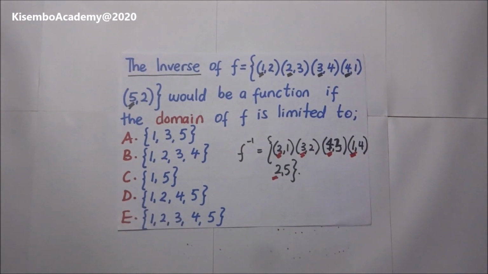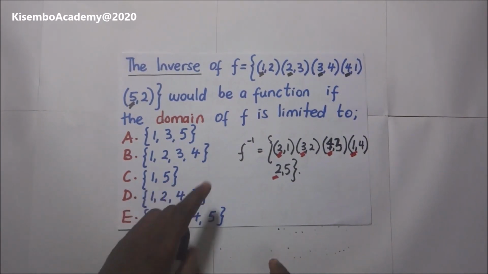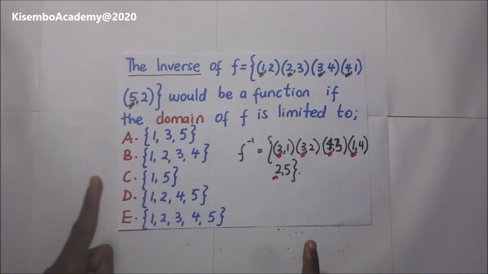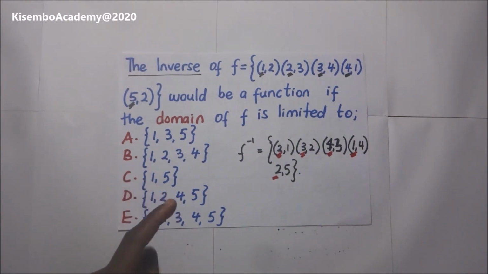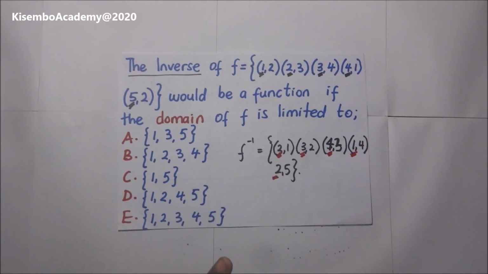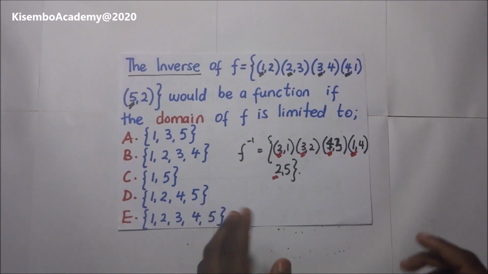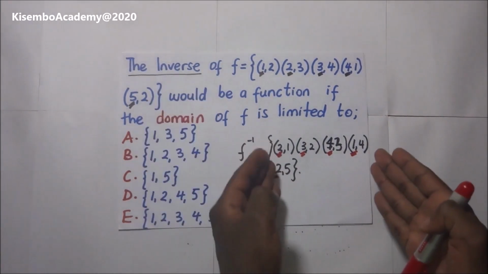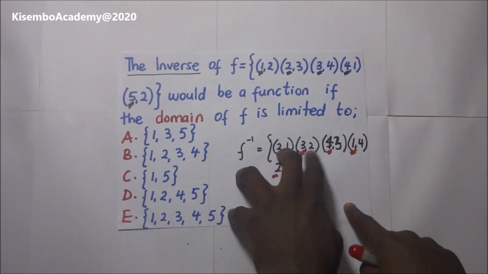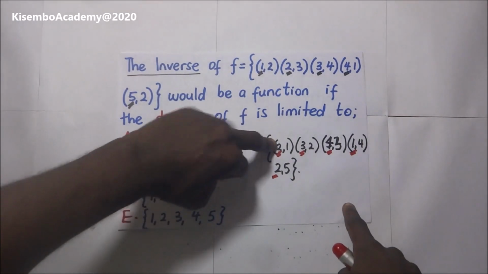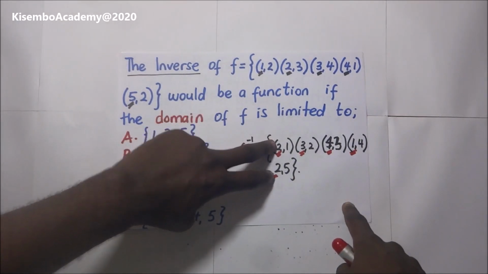Now what do we know about a function? A function is supposed to have one input going to one output. One input corresponds to one exact output. If a certain input has more than one output, then it's not a function, it's just a relation. But now let's look at the inverse of this relation. We have 2, 3, 4, 1 and then 2. So you realize that we have two inputs here. We have 2 comma 1, and we have 2.